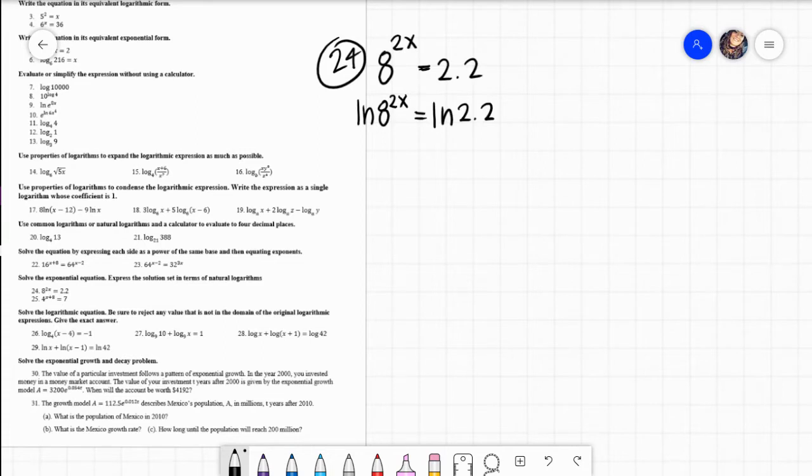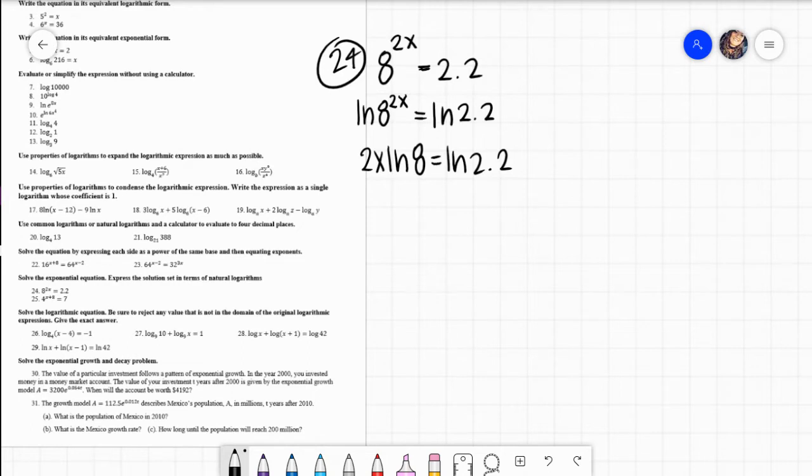Natural log of both sides, and then it's actually going to be like an exponent rule there. We're going to bring, sorry for the confusion, we're going to bring this 2x out in front. And what we end up getting is 2x natural log 8 equals natural log of 22.